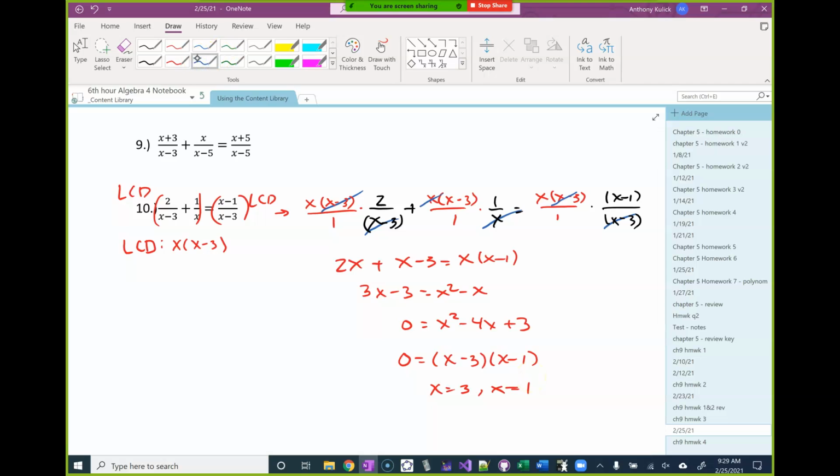However, I notice that if I plug 3 into this denominator or this denominator, I get a 0, right? Wah, wah. So that one's no good. I'm going to cross that one out. But I have no such problem plugging 1 in, right? No matter what denominator I plug 1 in, I don't get 0. So that is the only answer that I'm going to keep.